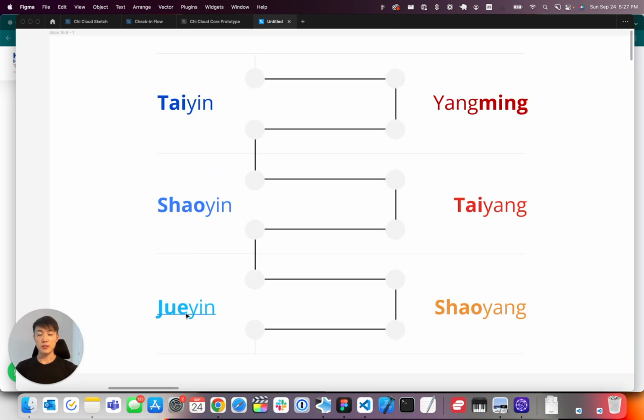Jue means receding, so receding yin. And so the way to remember this is yin you can think of as an inward direction. And so the last level of yin is jue yin, receding yin.